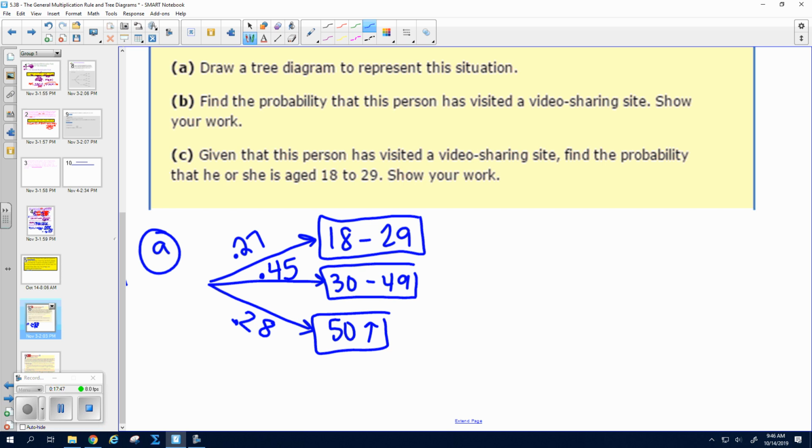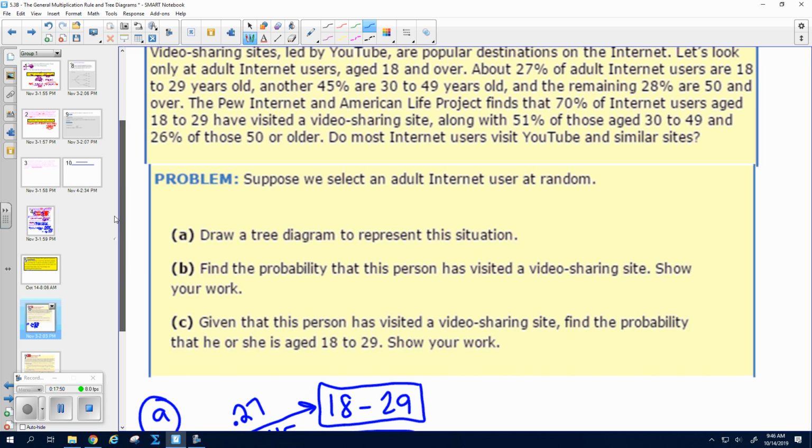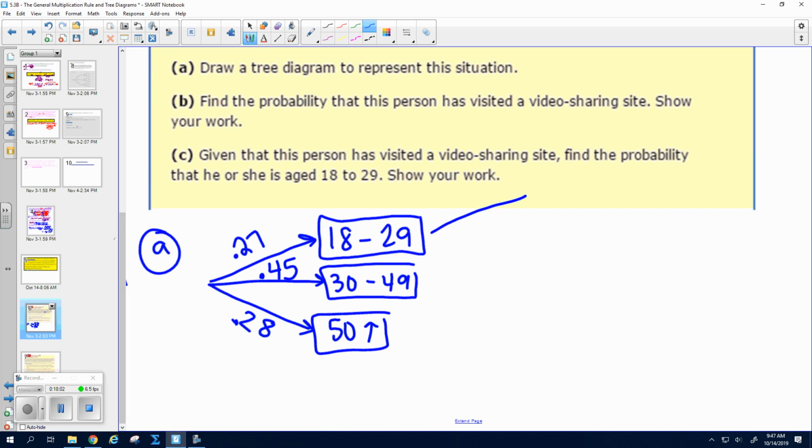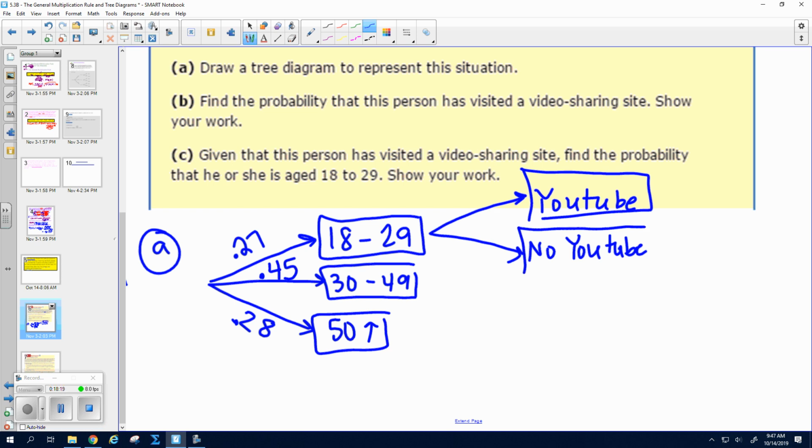Okay, the second thing is conditional based off of the first. So it says that 70% of internet users aged 18 to 29 have visited, we're going to say, YouTube. So we only need 2 branches here. They either visited YouTube or they did not. And it said that 70% of this age have visited YouTube. So what percent have not? 30. Whoa, should have written smaller.